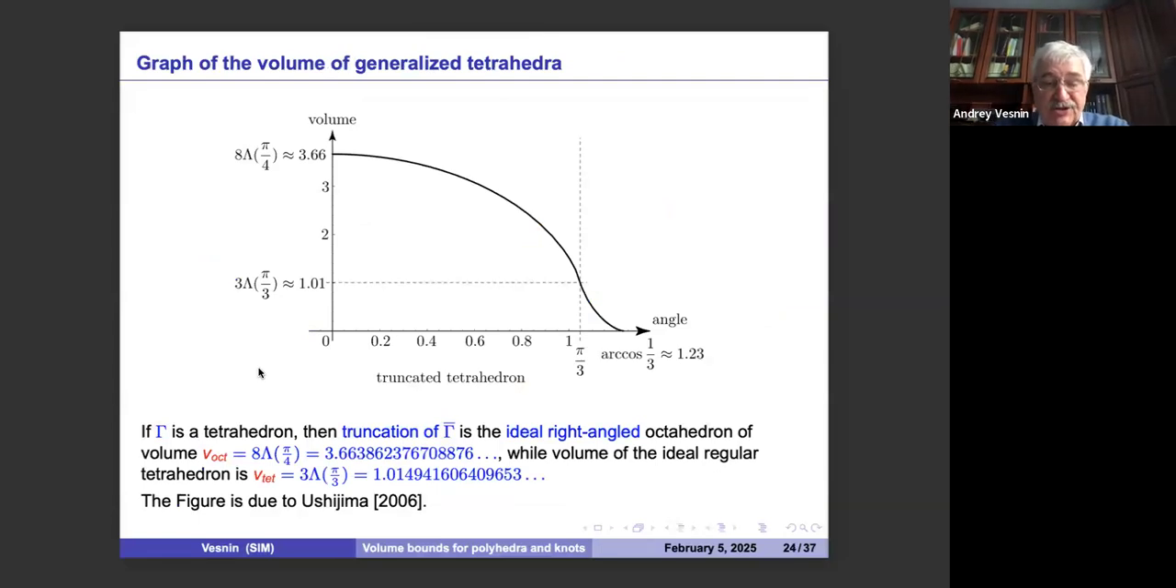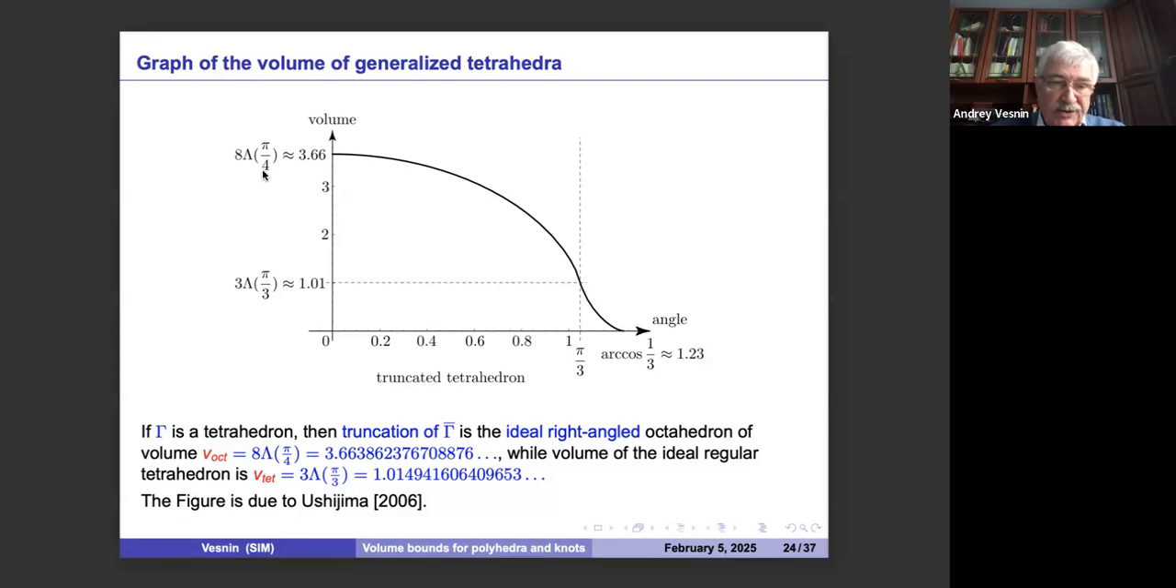Okay, in the case if you consider just a tetrahedron, I would like to show you the picture of volumes, the figure of volumes, and it was due to Akio Shijima. And you see here that the point pi over 3 corresponds to the ideal regular tetrahedron, when all the angles are pi over 3. And if you go to the smaller dihedral angles, you arrive finally at a polyhedron which is combinatorially an octahedron. So the volume is presented here.